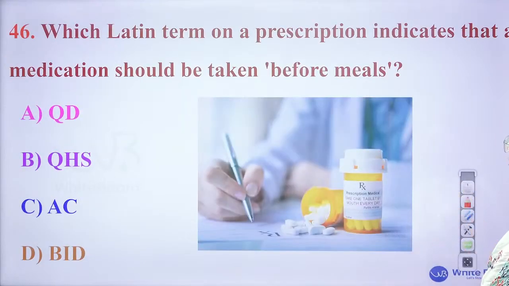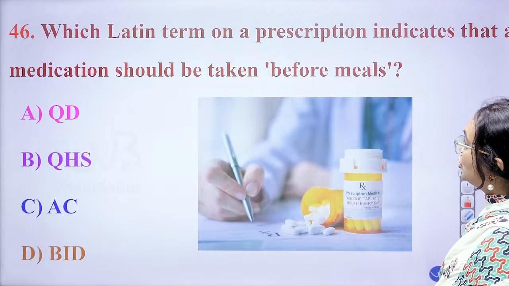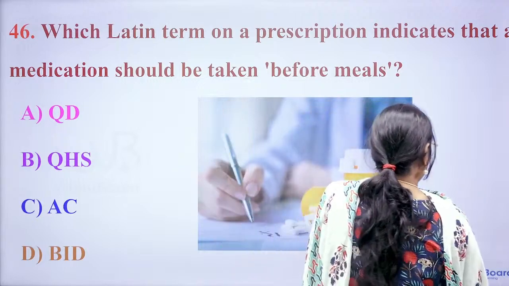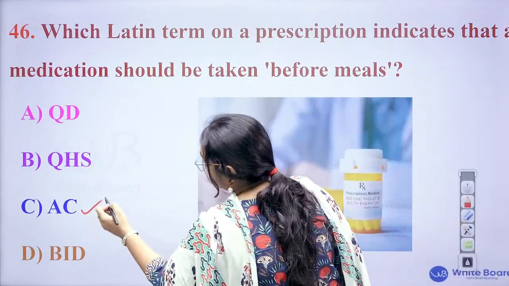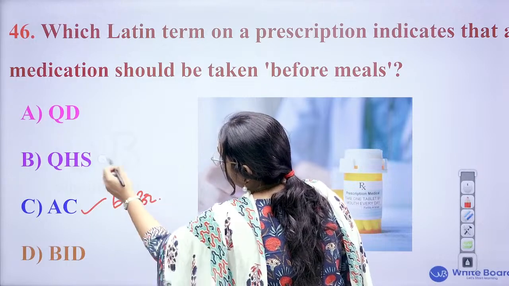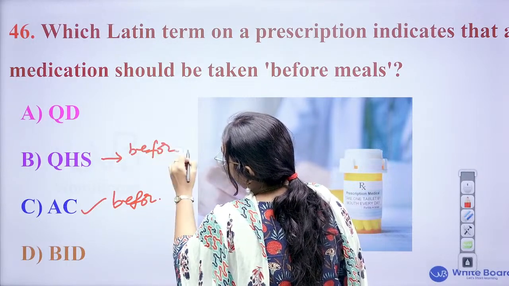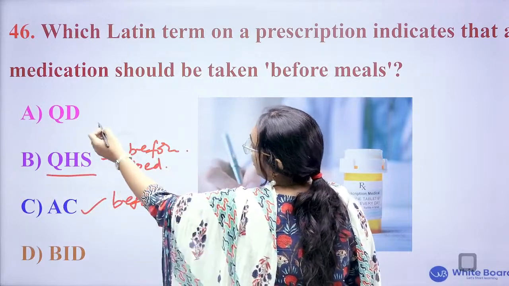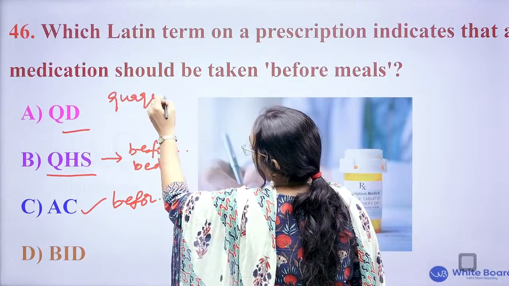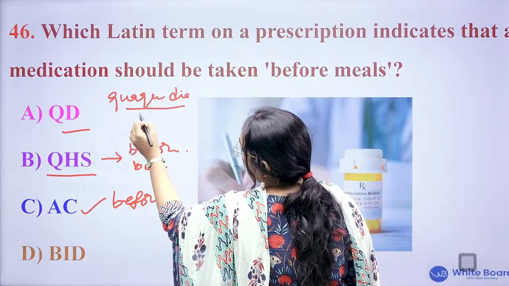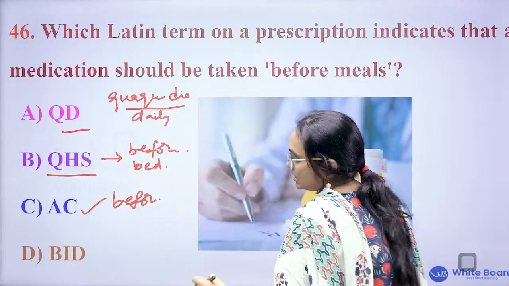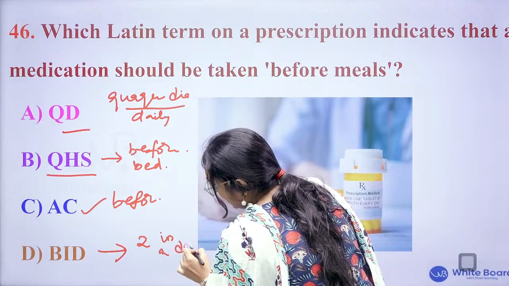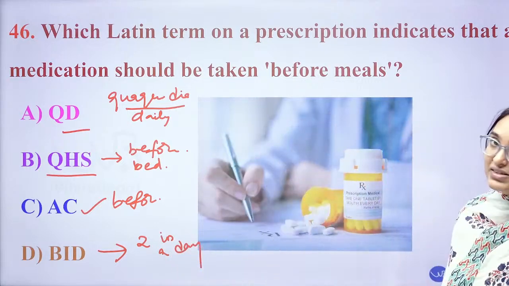46, which Latin term indicates that a medication should be taken before meals? This we already discussed. It is ante cibum. Before meals means ante cibum. Before going to bed, hora somni. Quaque hora somni, before bed daily. Quaque die means daily you have to take, daily once. Twice in a day, 2 times in a day is bid. Okay, so answer here is C.